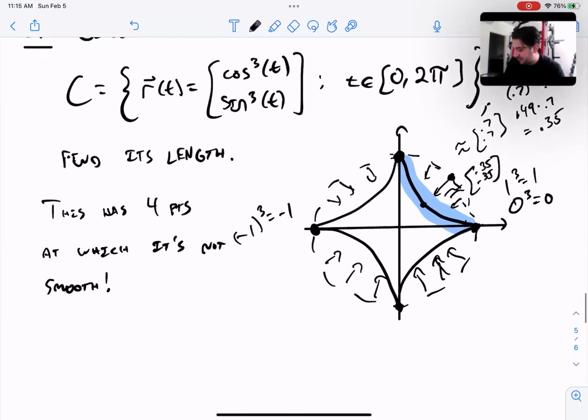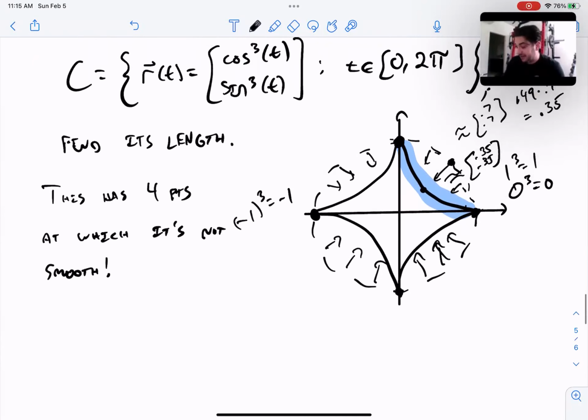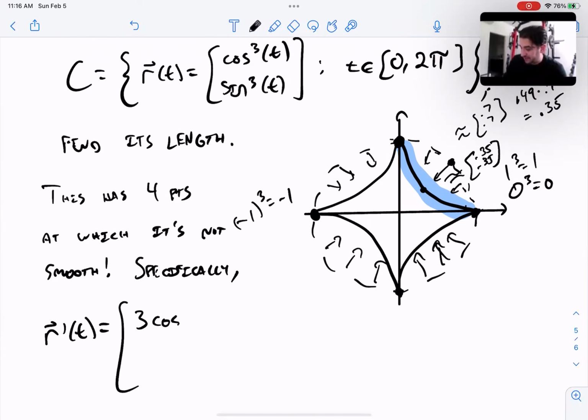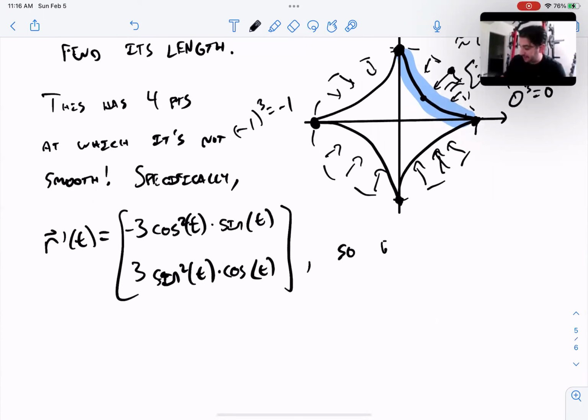And just to show you more specifically, here I identified the points where it's not smooth just visually, but you can also do it by calculating directly. If we wanted to be more specific about it, we'd have r prime. What's r prime for this? It's 3 cosine squared t times negative sine of t, and then 3 sine squared t times cosine t. That's our velocity vector, which means we can calculate speed from this.